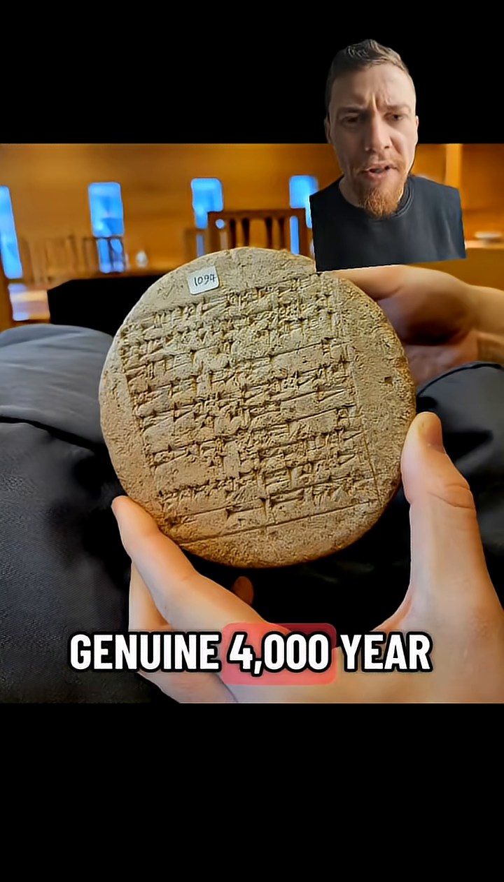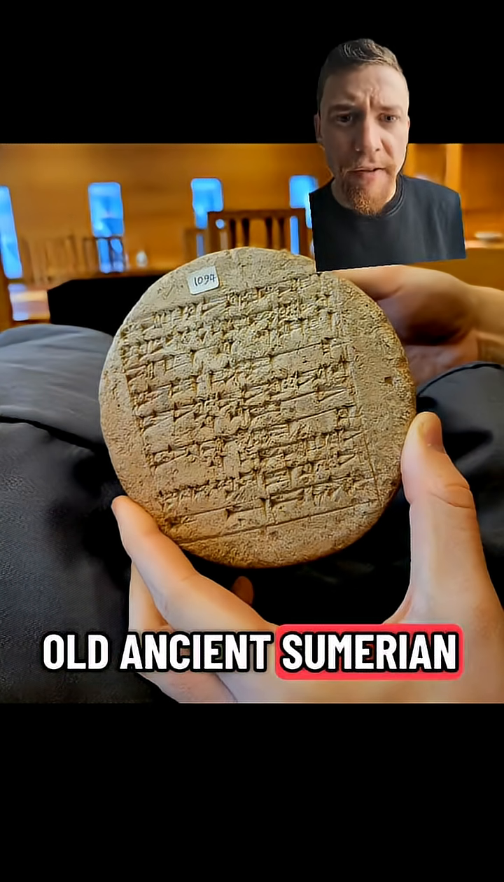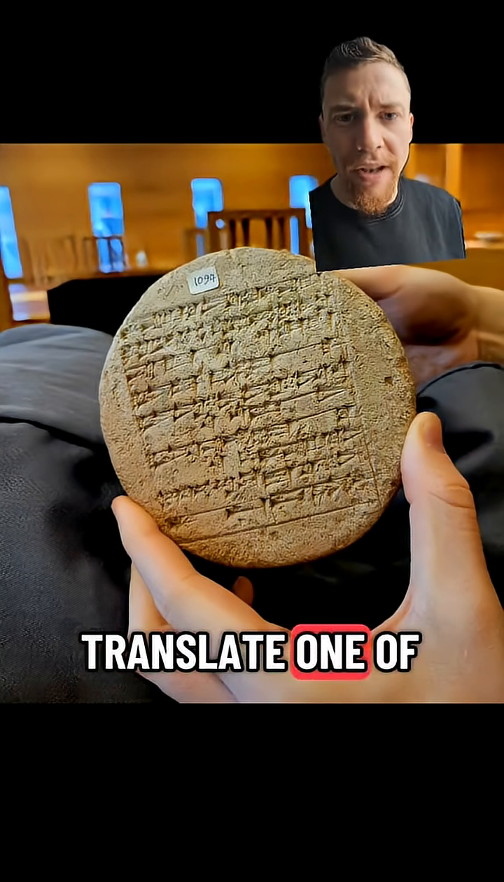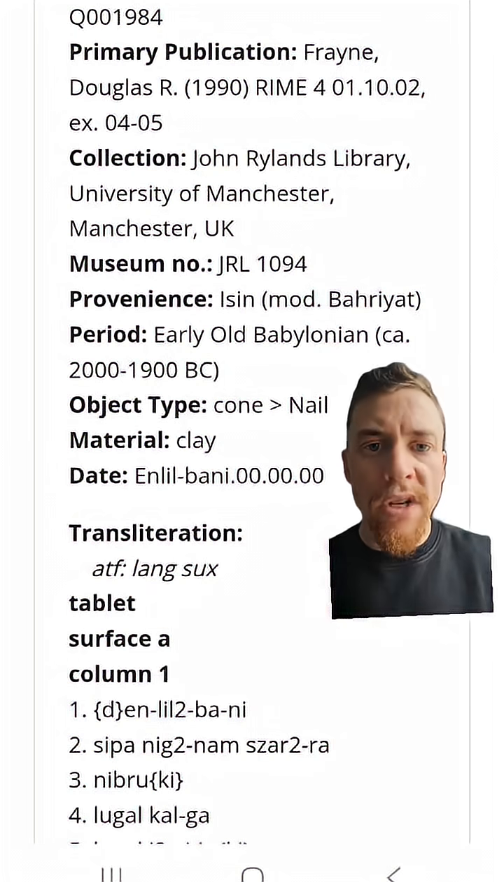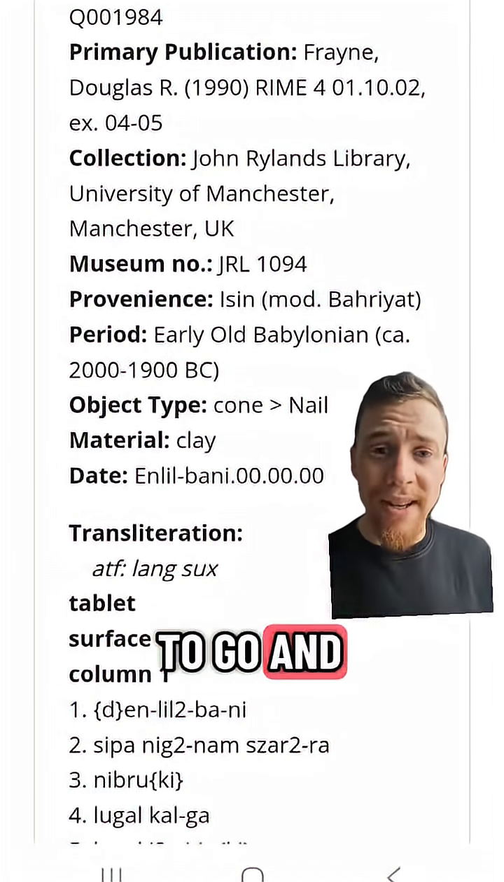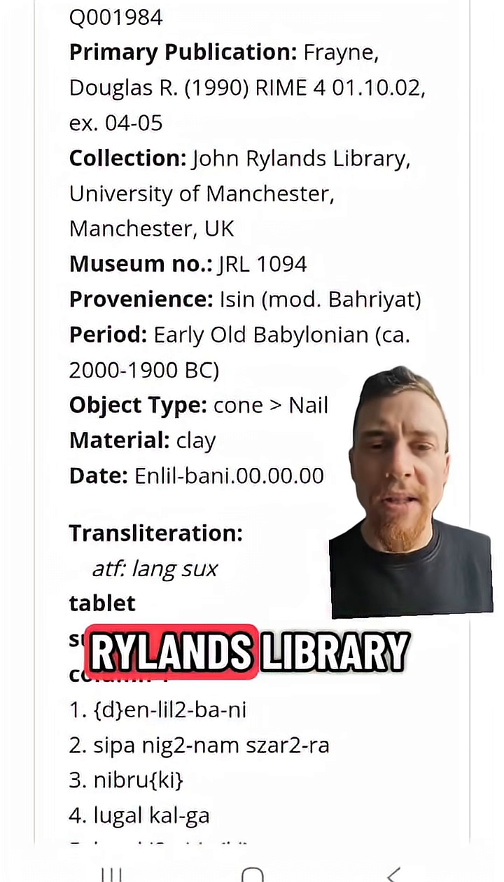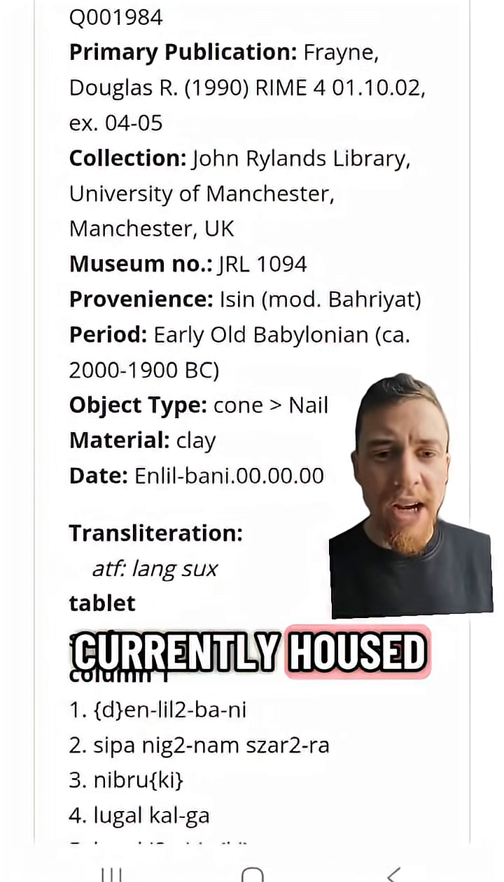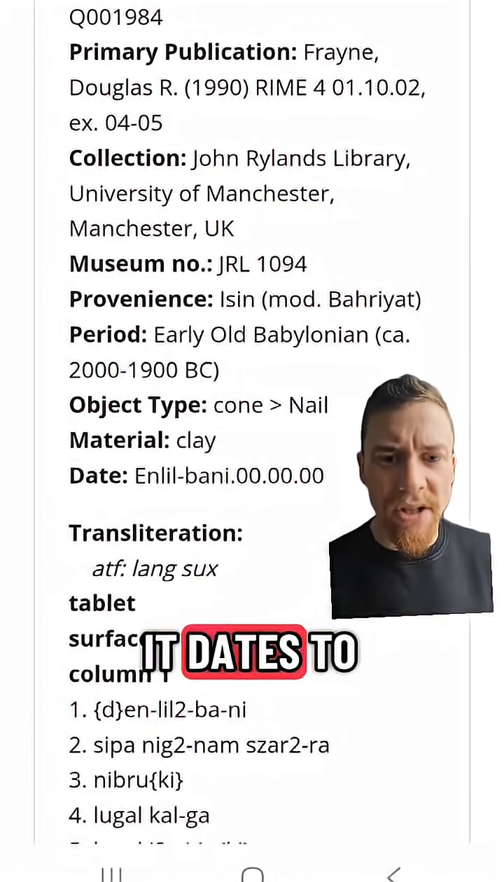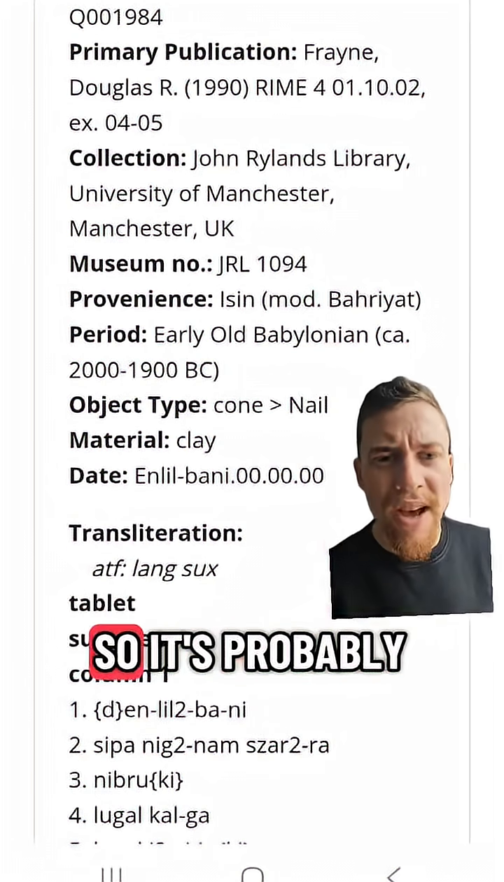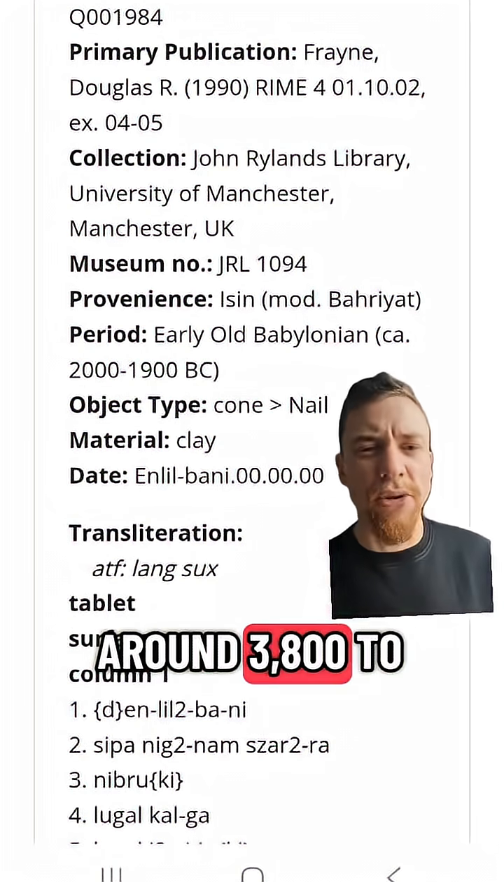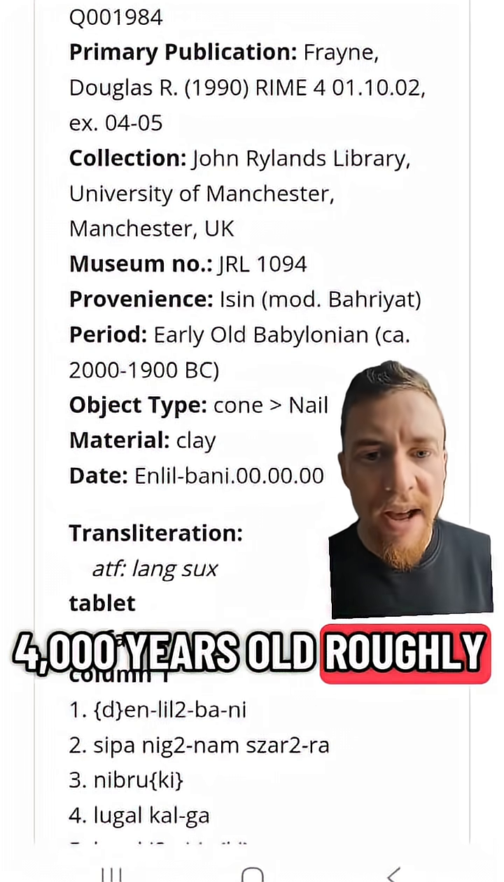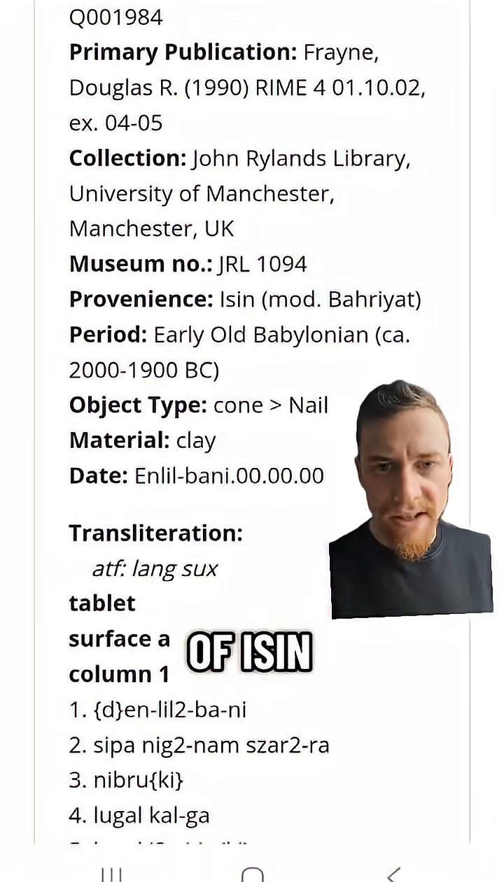This is a genuine 4,000-year-old ancient Sumerian votive inscription, and we're going to translate one of the lines from this today. I was very fortunate to be able to go and see this artifact in the John Rylands Library, where it is currently housed. As you can see here, it dates to the early Old Babylonian period, so it's probably around 3,800 to 4,000 years old roughly, and it comes from the city of Isin.